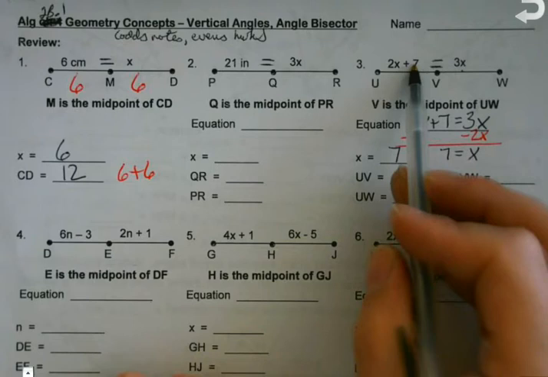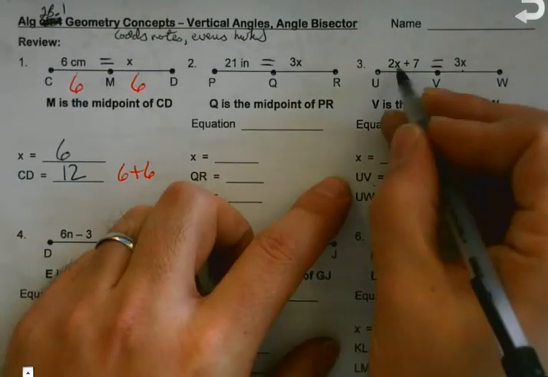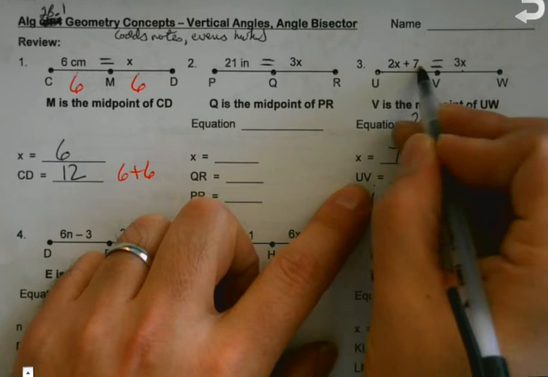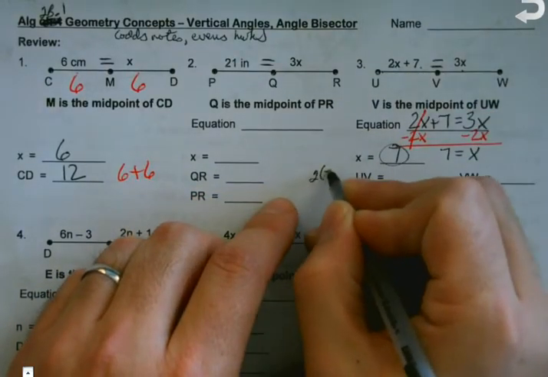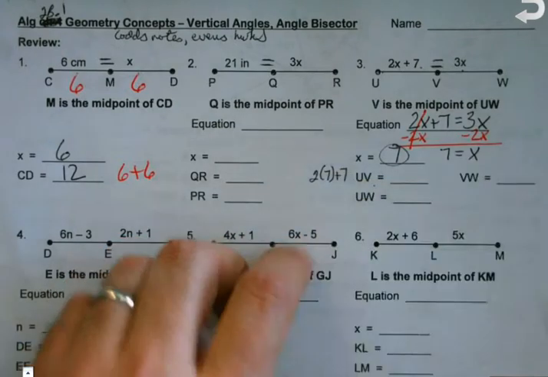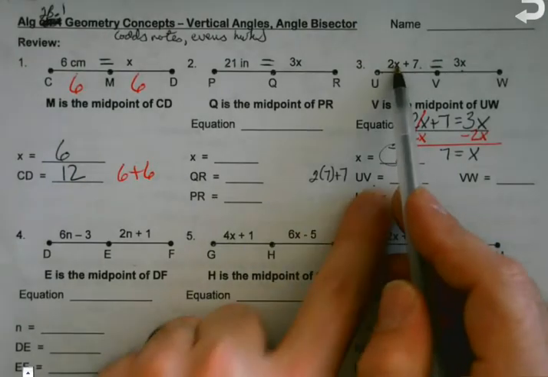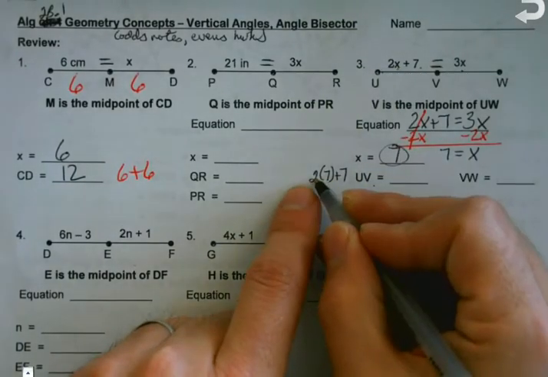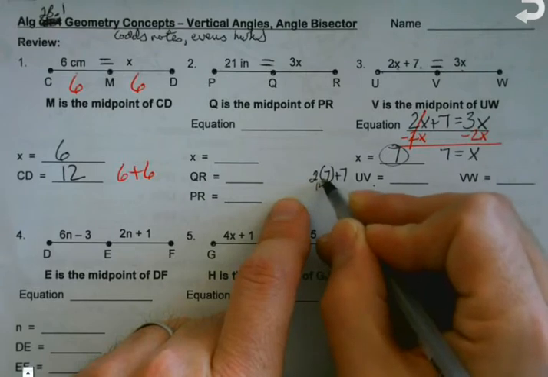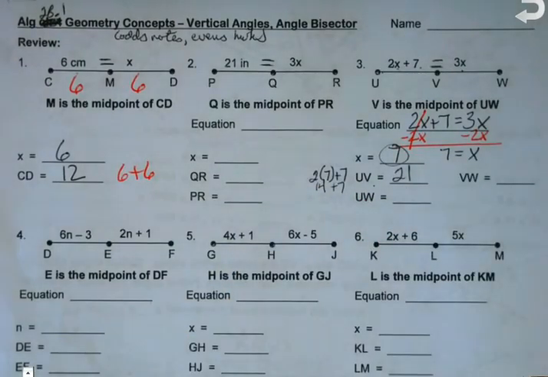So then when I'm trying to find out the pieces of this, all I'm doing is saying, okay, UV is 2x plus 7, but I know what x is. x is 7. So all I'm doing is 2 times 7 plus 7. 2x, the number I just found, plus 7. So 2 times 7 is 14. Plus 7 means UV is 21.